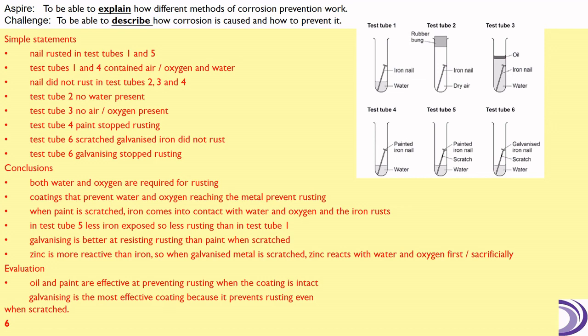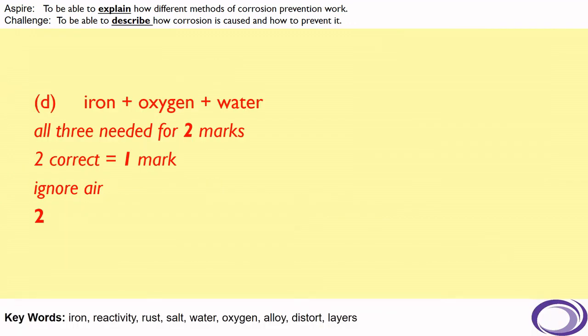So for your evaluation, you're probably talking about how the oil and paint are both effective when they are intact, but the galvanising was the most effective coating because it prevents rusting even when scratched. And then to complete the word equation, it was iron plus oxygen plus water, which makes hydrated iron 3 oxide.